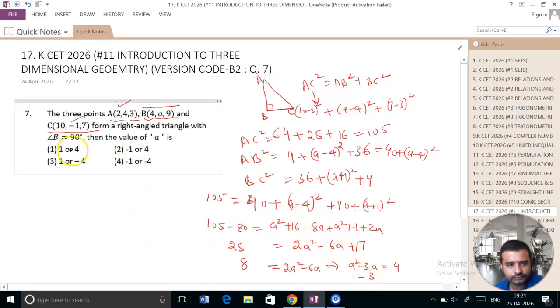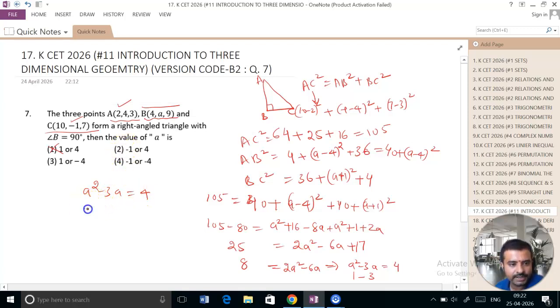Minus 1, option 1 is not correct. Instead of solving this quadratic equation, you can go through with the trial and error method, because it has already taken 2 minutes or more than 2 minutes. So consider option 2, a square minus 3a should be equal to 4.